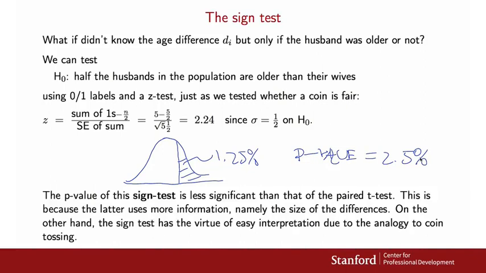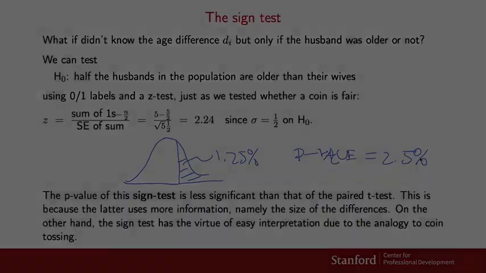This test is very famous. It's called a sign test. The way to think about it is the coin tossing example we looked at earlier. The coin tossing analogy makes it very easy to interpret the sign test, even for people who are not experts in statistics. And that's one of the main reasons why it's so popular.